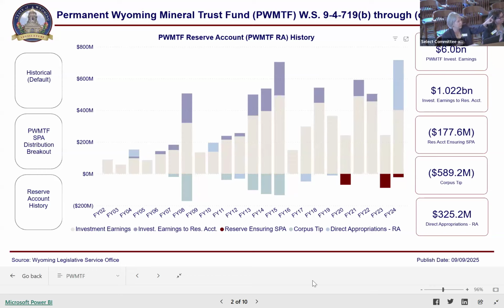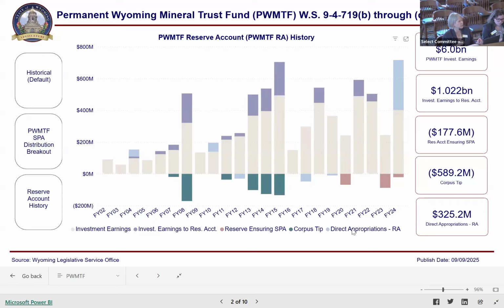Can everybody see the? I'm kind of referring to the slides up here. Yeah, good. And then corpus tips. We've had corpus tips, and you can highlight whichever element of the chart you're interested in. And there's been 6 corpus tips over the years for a total of $589.2 million.